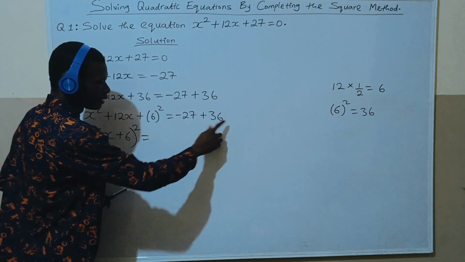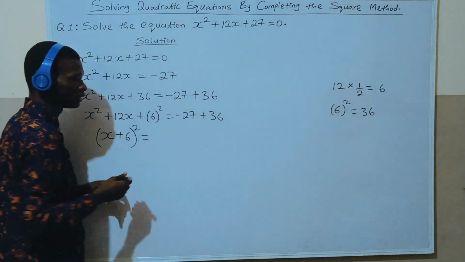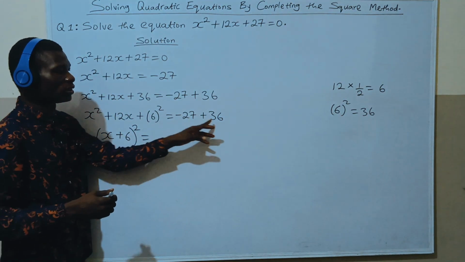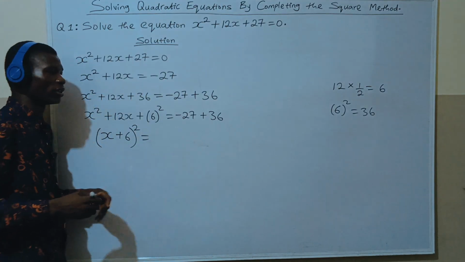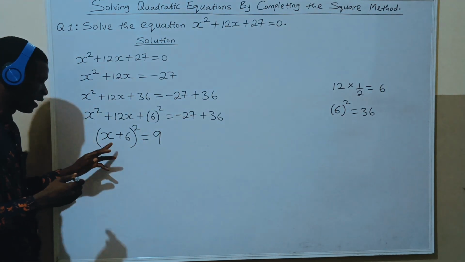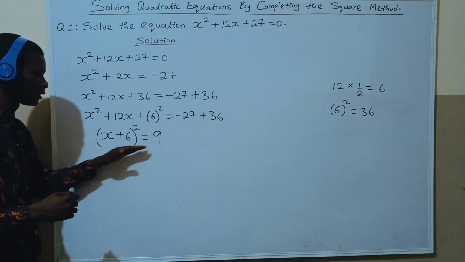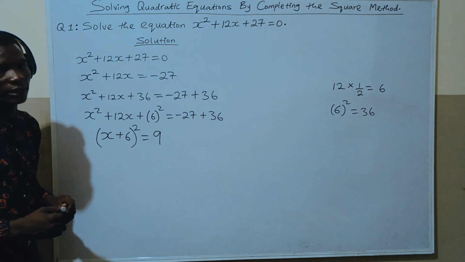Now what do we do to the right hand side? We evaluate the right hand side. So we have minus 27 plus 36. What is negative 27 plus 36? If you punch that into your calculator, you'll have 9. So (x plus 6) squared is equal to 9. So you have summarized the left hand side and evaluated the right hand side.